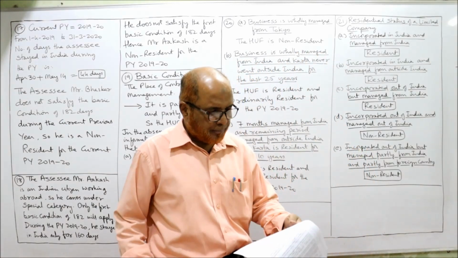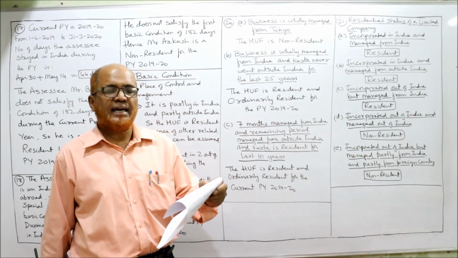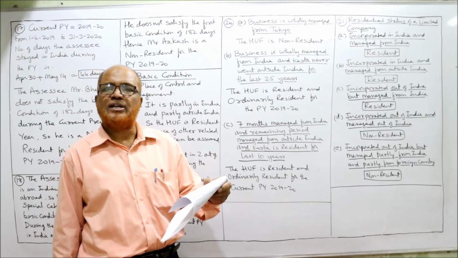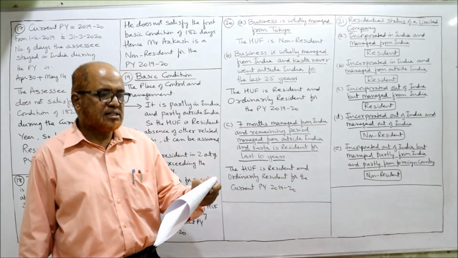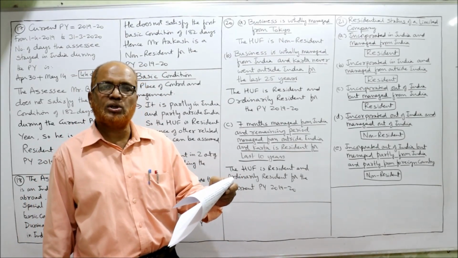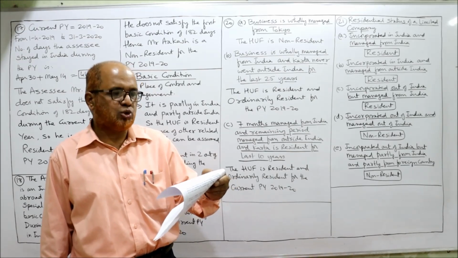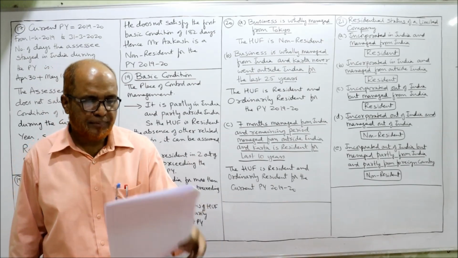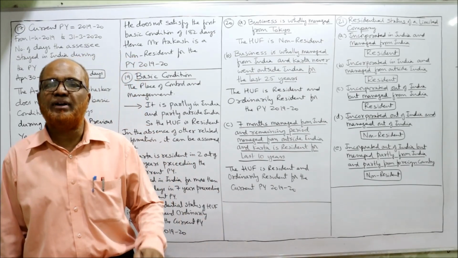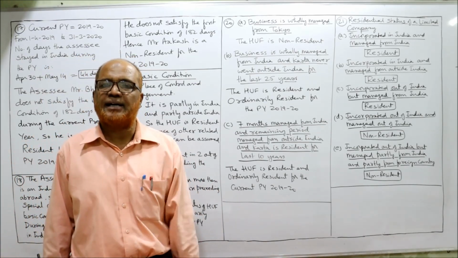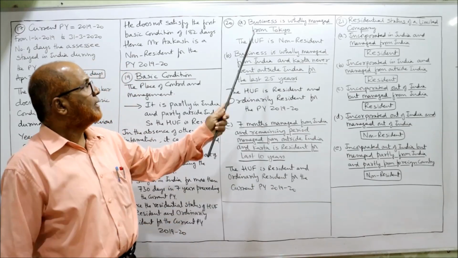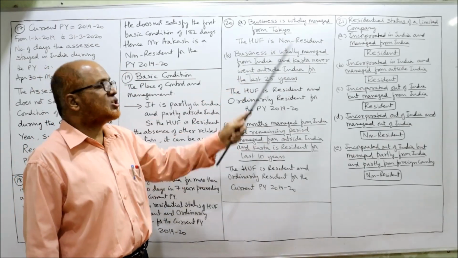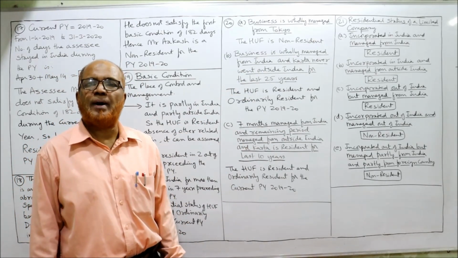Now the 20th problem. Mr. KK is the karta of HUF. Determine the residential status for the previous year 2019-20 in the following situations. A, B, C. Three situations are given. I'll read out the situation and we decide the residential status of the HUF. Business is wholly managed from Tokyo, Japan.